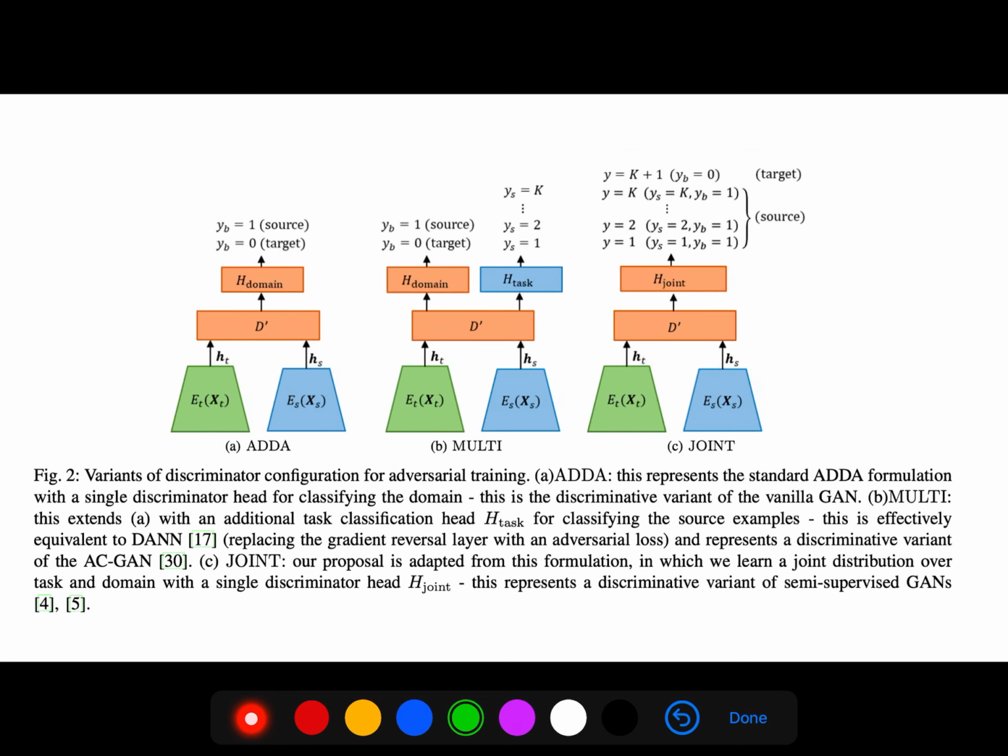But these are the variants of the discriminator configuration for adversarial training. You see in A, this represents the standard ADDA everybody knows, just a single discriminator head for classifying the domain. We call it vanilla GAN. But in B, it is multi. This extends with an additional task classification head for classifying source examples. This is respectively equivalent to DAN.